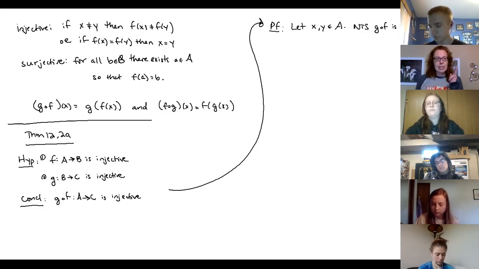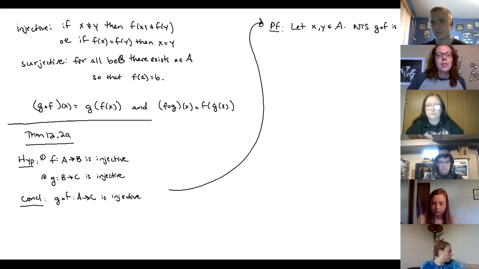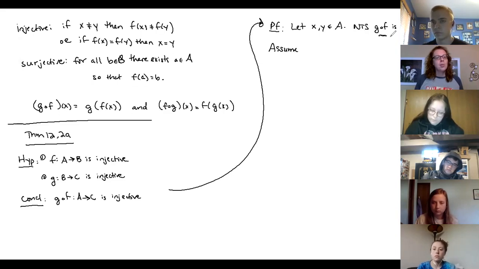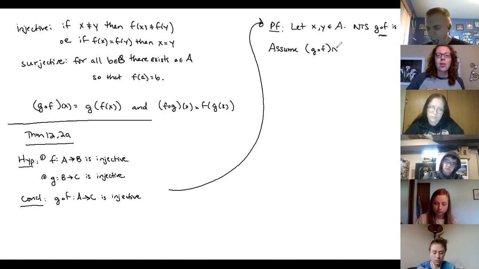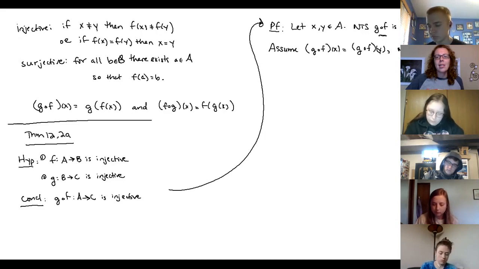Remember, the first one works a little bit better if you're trying to provide a counterexample showing not injective, and the second one works a little bit better for a proof because equals are a little bit easier to deal with in a proof as opposed to not equals. So we are going to assume this right here, G circle F, is the function that I'm trying to show is injective, right? So I need to assume that G circle F of X equals G circle F of Y. And then what I need to show is that X equals Y.